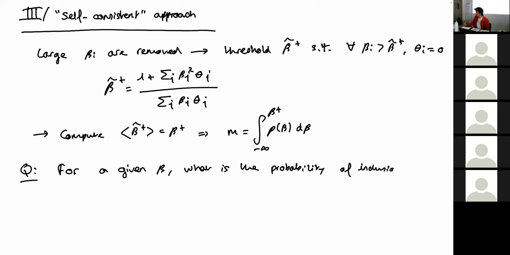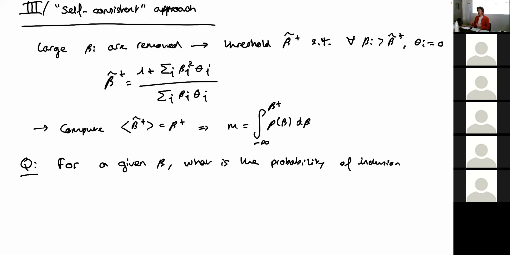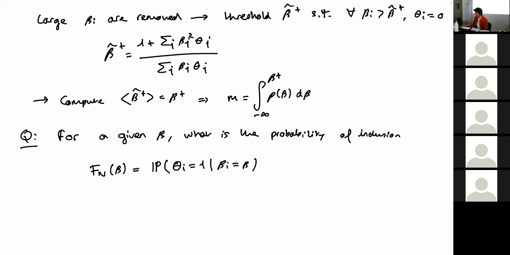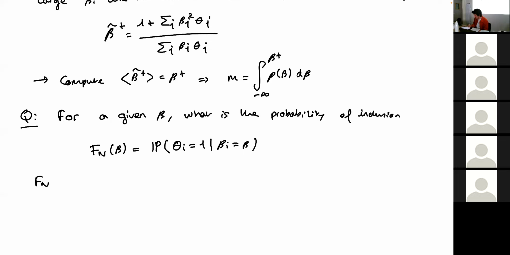Okay, so really we want a distribution of inclusion that only takes into account my own draw of beta and that averages out what happens for the other beta. So we write this function f_n of beta, and so index n, because implicitly it's completely dependent on n, and it's going to be the probability that theta_i is equal to 1 given that beta_i is equal to beta. Okay, and so obviously we know a few things about this intuitively.